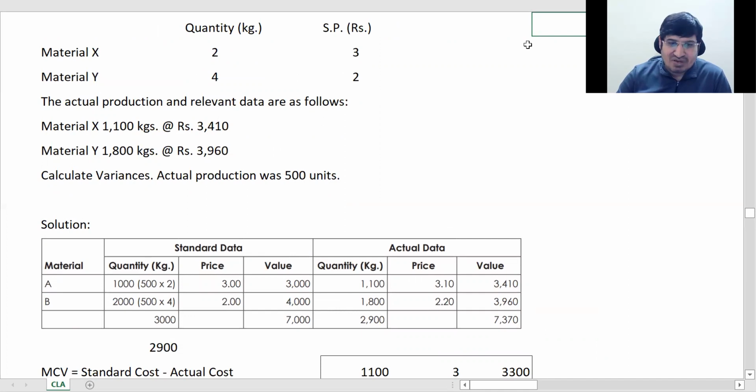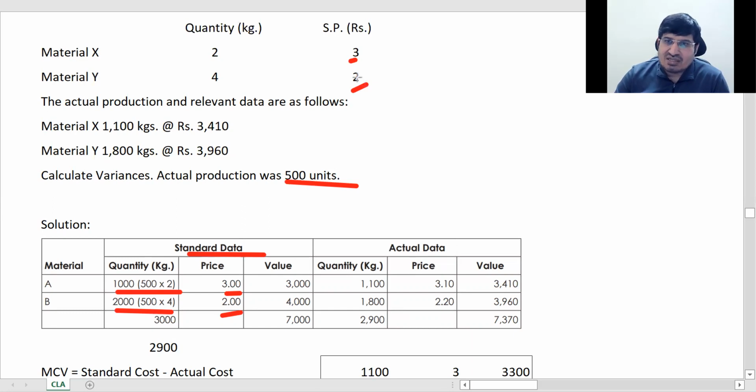ठीक है, यहाँ पे आप देखोगे ये हो गया 1000, right? Just now we calculated 500 into 2. This is standard data. Now we are preparing standard data for 500 units, only then we will be able to compare with this actual data as it is for 500 units. The second is 2000. Then this 3 and 2 is as given in the problem. This 3 and this 2.